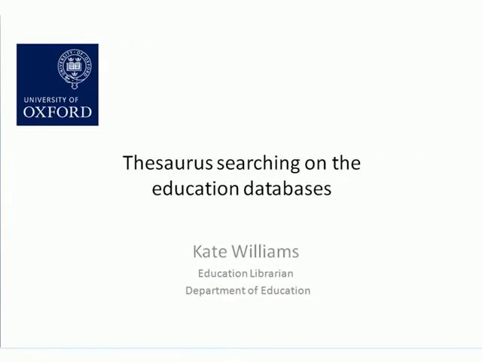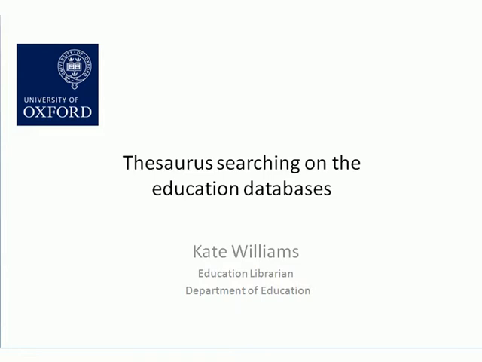This tutorial will show you how to do a thesaurus search on the major education databases. A crucial part of a successful literature search is choosing the right keywords and search terms. You need to think about all possible synonyms and alternative terms for your search topic, as well as regional variations such as British and American terminology. If you don't, you may miss important research in your subject area.